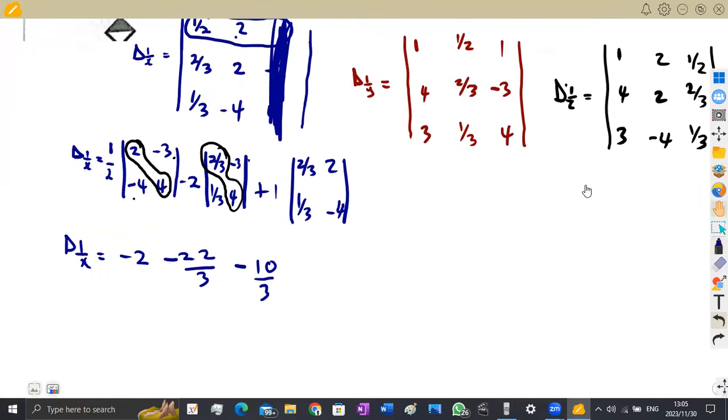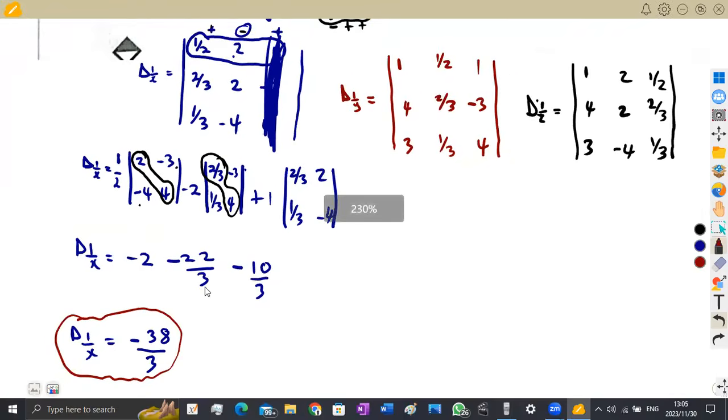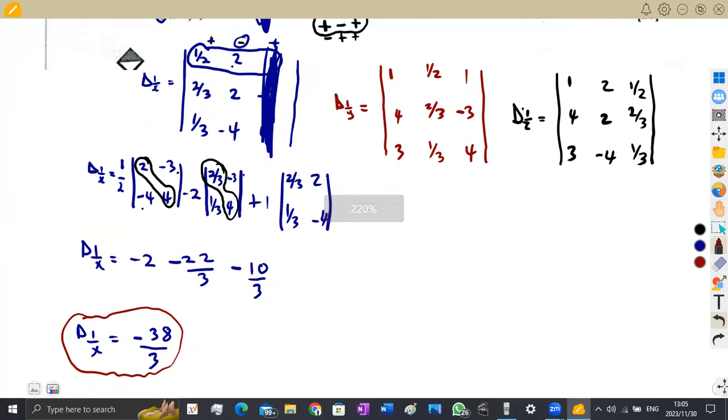Then you combine everything in this case. This will be the determinant with respect to 1 over x, which is going to give you negative 38 over 3. All right, let's just leave it like that. This is the determinant with respect to 1 over x, not x, but 1 over x, okay? So like I said, let's just leave it like that.